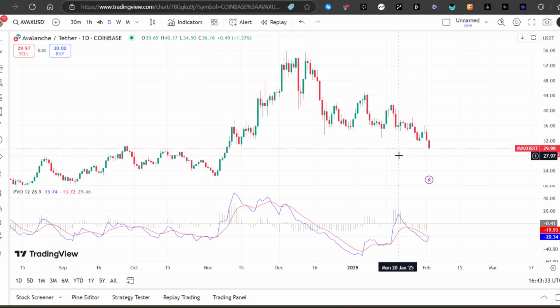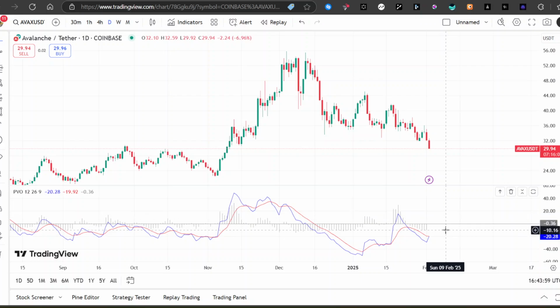So the PVO is actually a powerful indicator that helps traders to analyze volume trends by comparing two moving averages of volume. As we can see right here in the indicator window, the percentage volume oscillator is made up of two moving averages and also has some histogram bars. So the indicator helps traders to analyze volume trends by comparing two moving averages of volume.